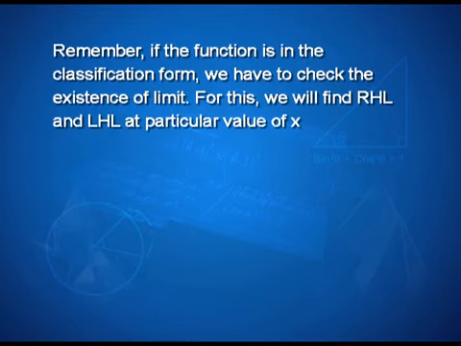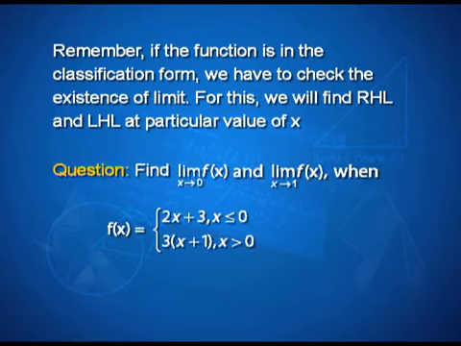Remember, if the function is in the classification form, we have to check the existence of limit. For this, we will find right hand limit and left hand limit at a particular value of x. Let us solve an example to understand this. Find limit f of x as x tends to 0 and limit f of x as x tends to 1, where f of x is equal to 2x plus 3 whenever x is less than or equal to 0 and 3 into (x plus 1) wherever x is greater than 0.